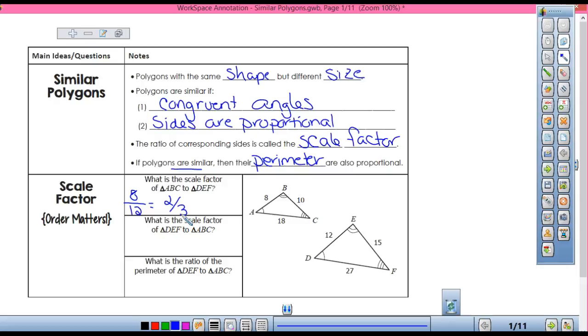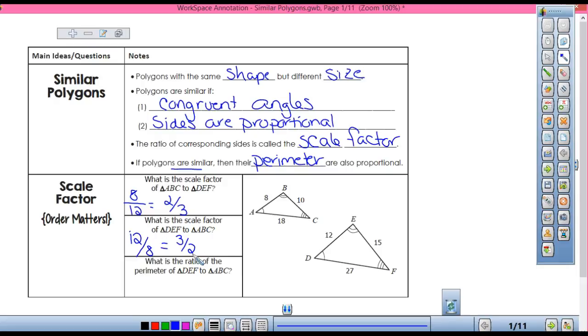Now they're asking for the scale factor to go from DEF to ABC. So DEF, what goes with DE? With DE, 12 to what's AB? 8. And we reduce that, and that is 3/2. So all we did is, in this one, if I'm going ABC to DEF, it's just the scale factor of the little triangle to the big triangle. If I'm going the opposite, DEF to ABC is the big triangle to the little triangle.